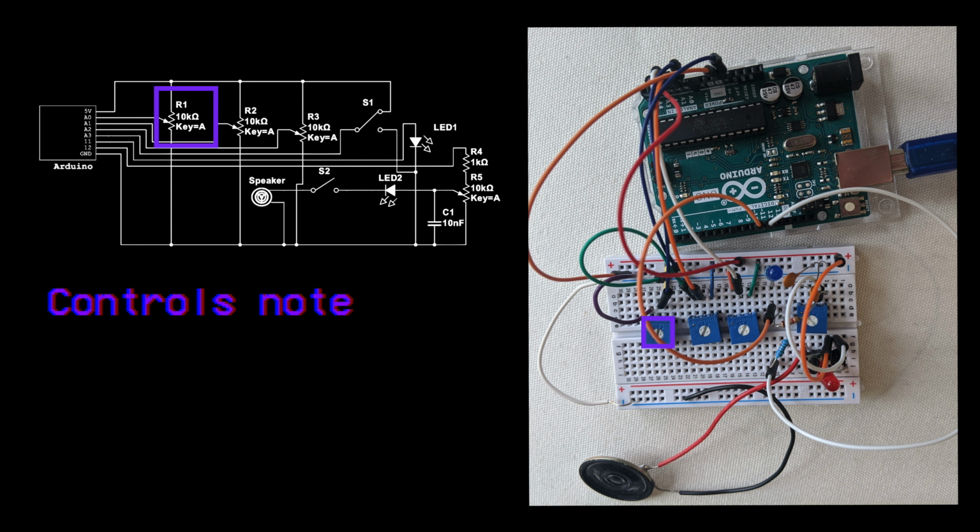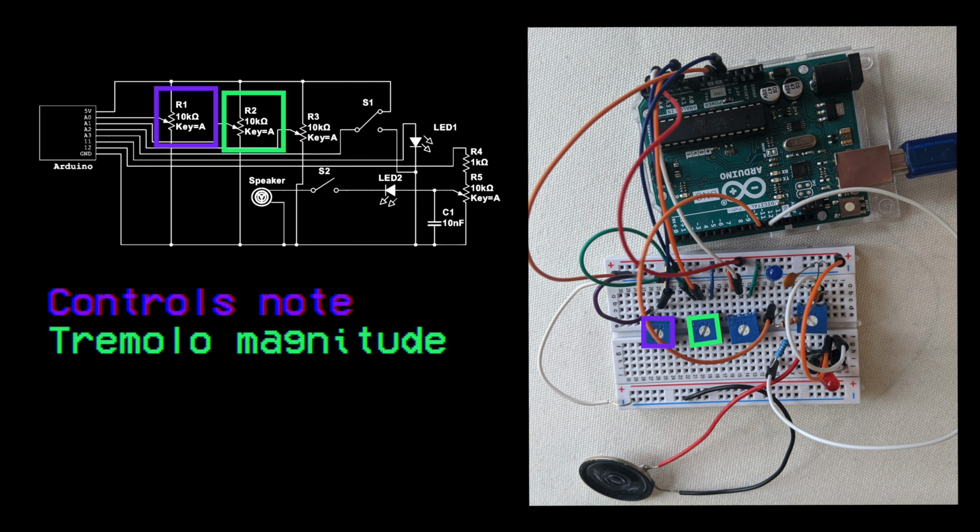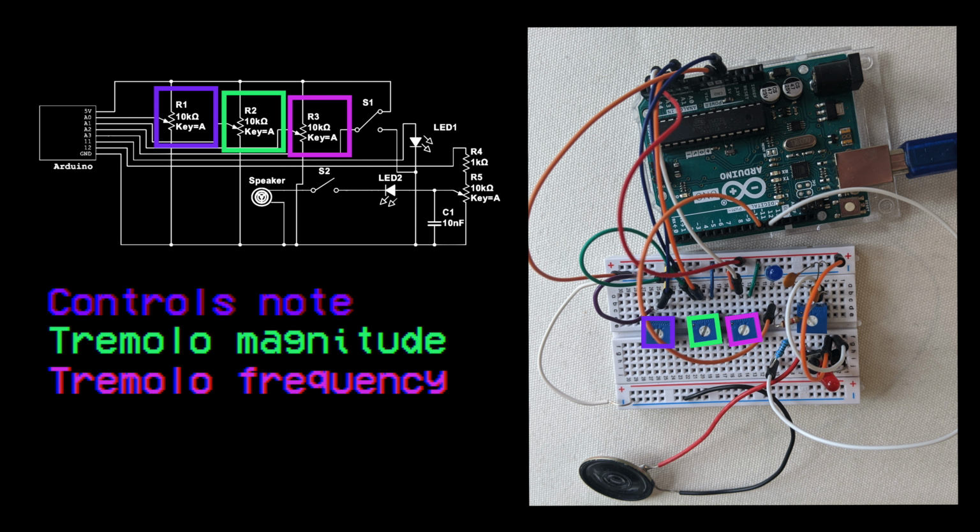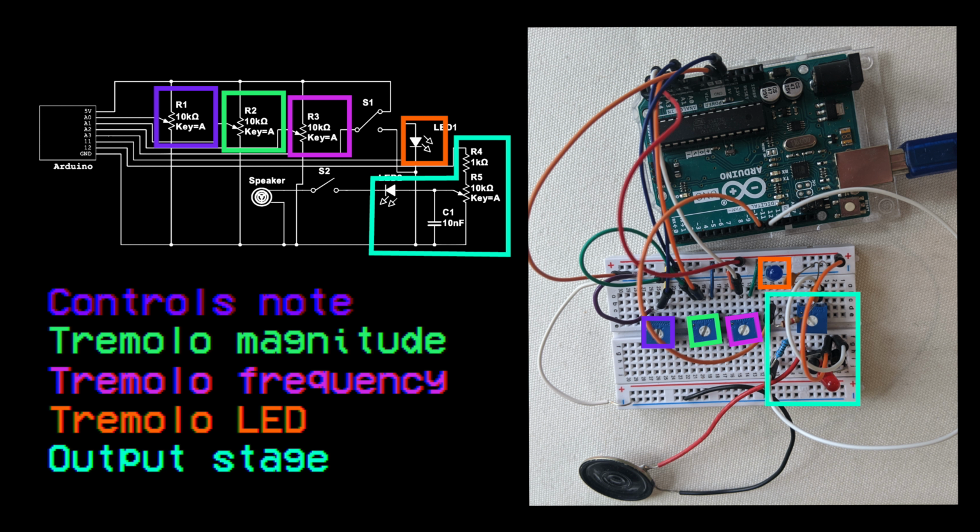The Arduino then adds a tremolo to the note, much like the LFO of the analog circuit. It uses potentiometer inputs to control the magnitude and frequency of the tremolo and an LED that blinks at the tremolo's frequency. The output stage begins with an RC filter using a potentiometer and capacitor to filter the sound.